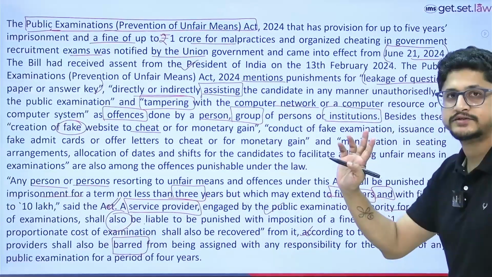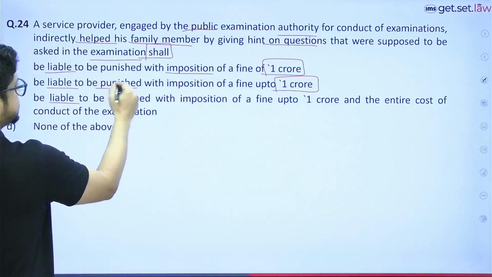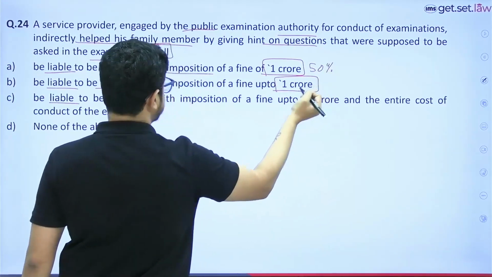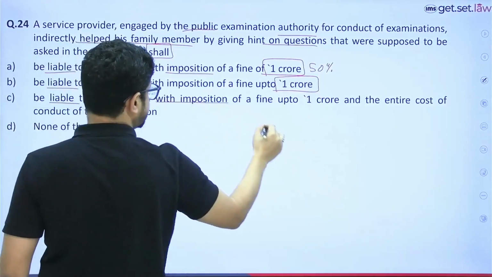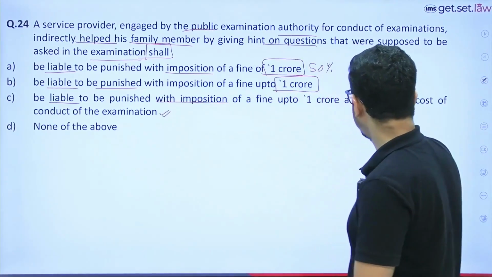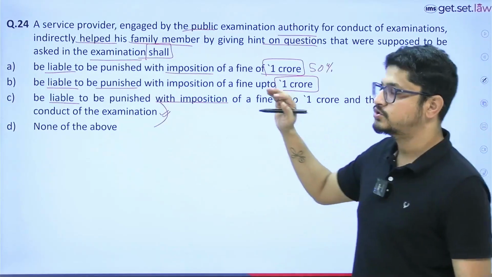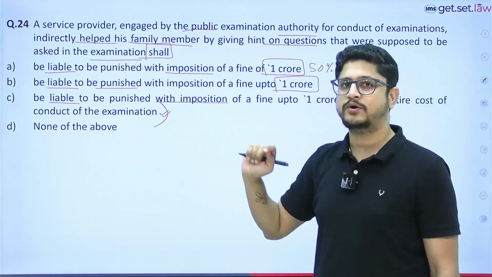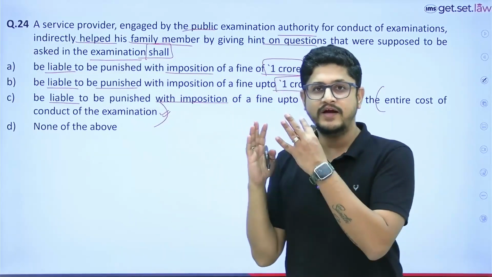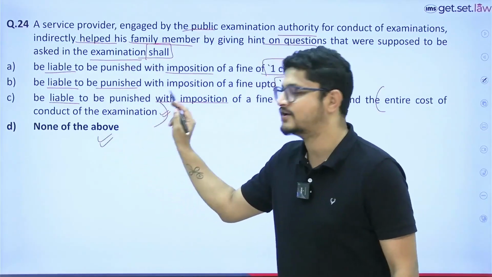Now there are two things. When it says the punishment of imposition of fine, this is partially correct, 50% right. Liable to be punished with imposition of fine up to 1 crore and entire cost of conduct of the examination. This part is not right. It was a proportionate cost. So all these options talk about liability but do not give the direct meaning. As I have already explained, when we have all of the above or none of the above, that could be the answer. And for this, the answer is none of the above.